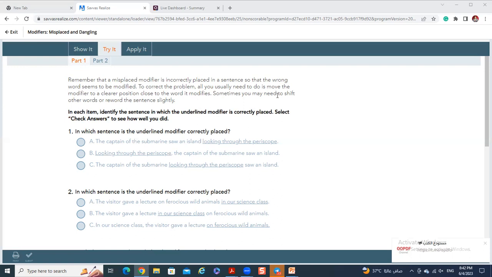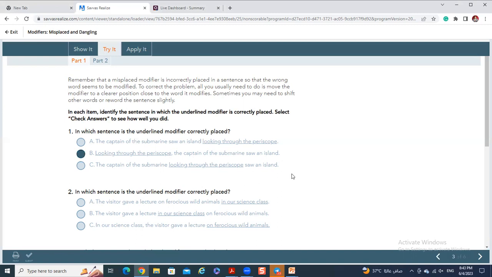Which one doesn't have a dangling modifier or misplaced modifier? I think it can be B or C. It's one of them. Which one? I see the two are right. No. "Looking through the periscope" describes the submarine? Of a submarine, but to the periscope. But here, looking through the periscope, the captain. Yes, the captain can look through the periscope. Take care.